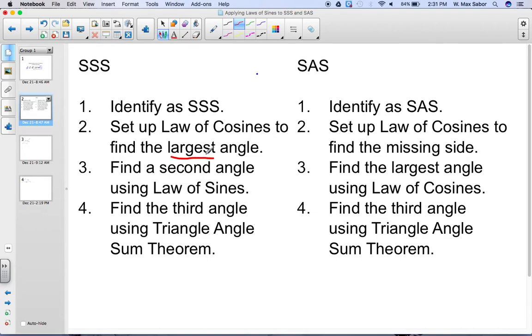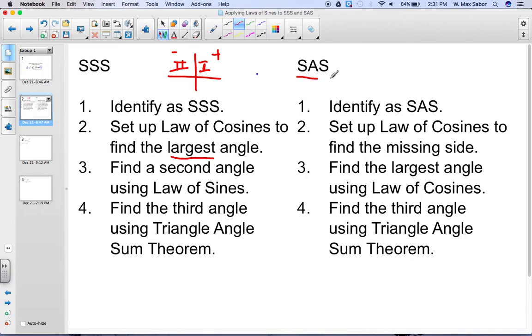I say the largest angle because the law of cosines will give us something different in quadrant 1, where it's positive, and in quadrant 2, where it's negative. I find the largest angle so that if it's in quadrant 2, I'll know. And then I can just use the law of sines. Then we find the second angle using the law of sines if we're in side-side-side. Find the largest angle using the law of cosines if it's side-angle-side.